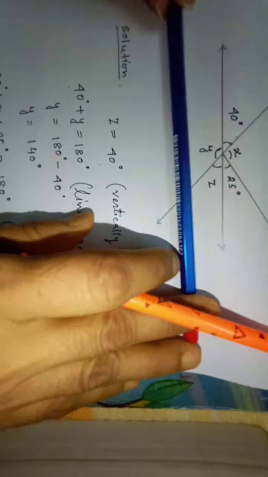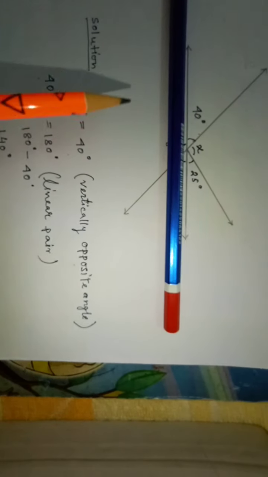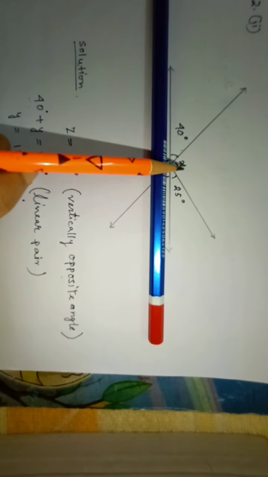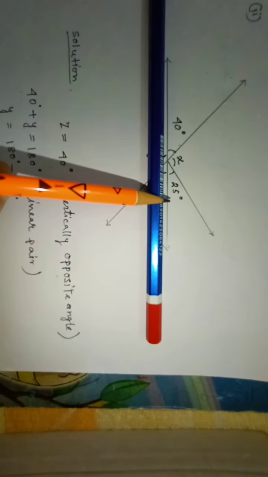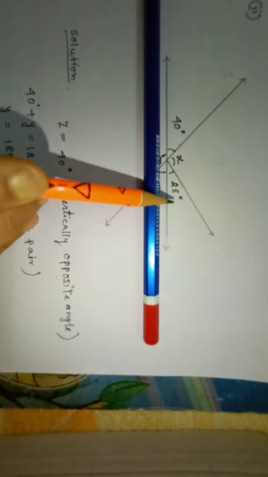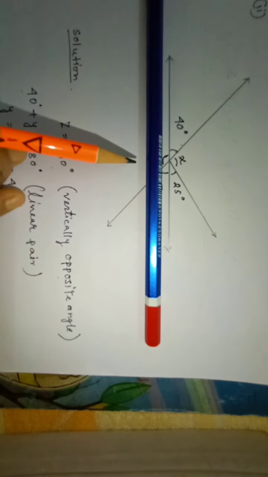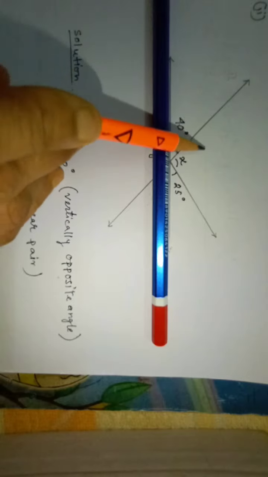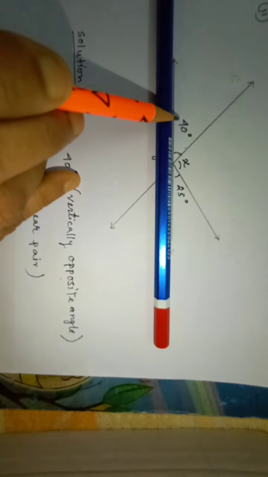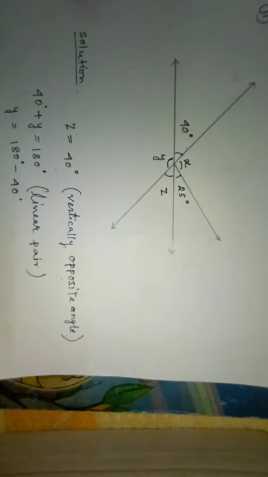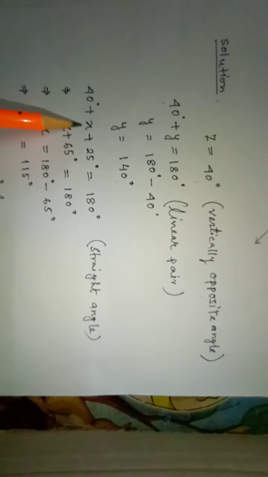Similarly, 40 plus X plus 25. 40 plus X plus 25, it is also a straight line. So I can say it is a straight angle, but I can't say that it is a linear pair because three angles are here, so pair I can't say. It is a straight angle. Now see, 40 plus X plus 25, it is a straight angle and the value of a straight angle is always 180 degrees, you know that.